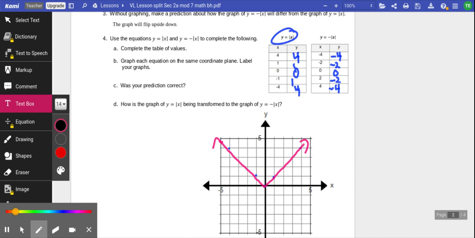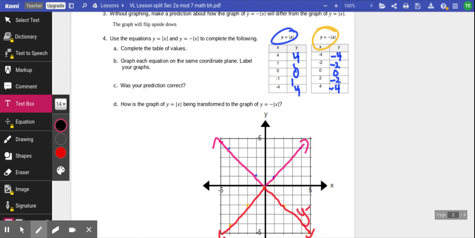Okay, and the next one, I'm going to make orange. At negative 4, I'm at negative 4. At negative 2, I'm at negative 2. At 0, I'm at 0. At 2, I'm at negative 2. At 4, I'm at negative 4. And I see that I just got flipped. I got reflected over the x-axis. This is my y equals negative absolute value of x. And this one is my y equals the absolute value of x.